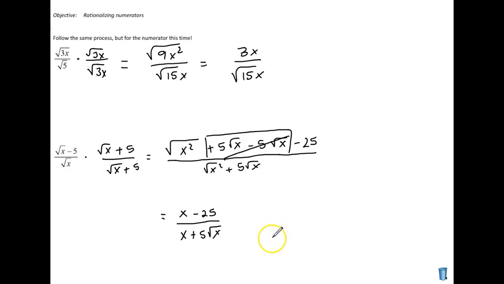So that's our process of rationalizing, whether it's the numerator or the denominator. Make sure you pay attention to the directions of the problem so you'll know which one.